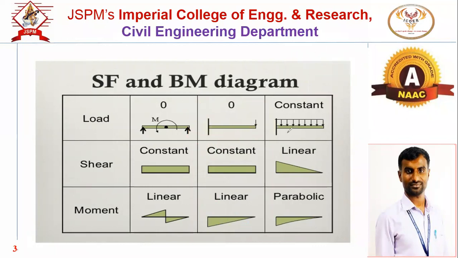Next, a cantilever beam subjected to UDL on the entire span. SFD will be a triangle, and the reaction will be WL. Then BMD will be a parabolic curve. Why is this a parabolic curve? Second degree, because the loading is UDL.